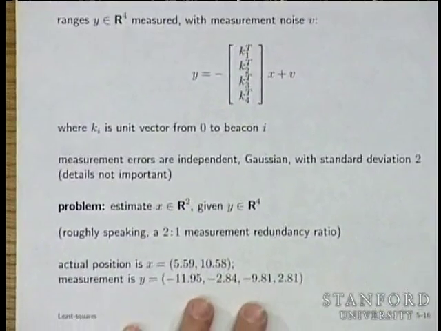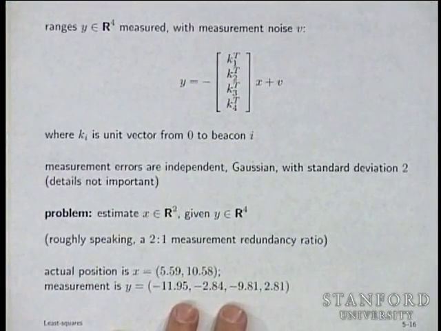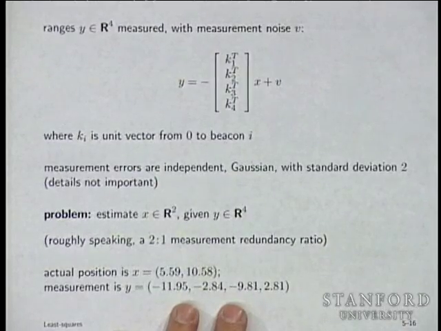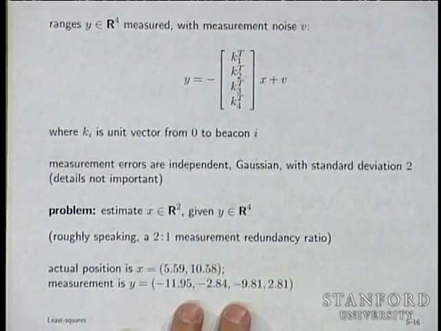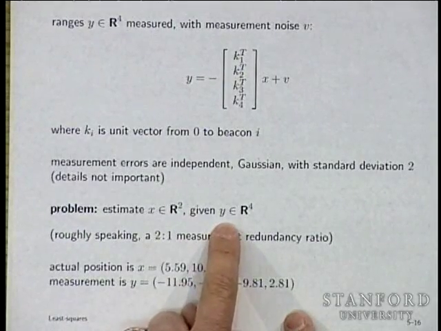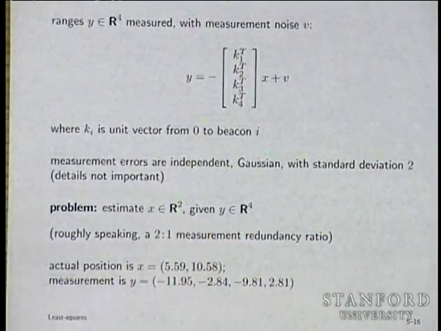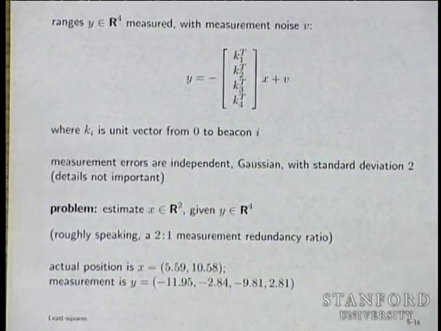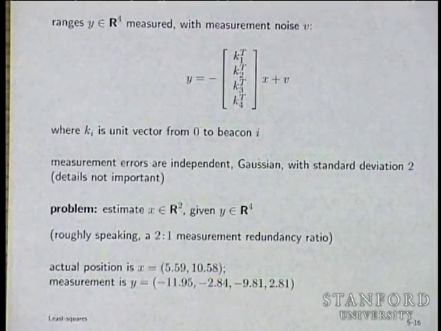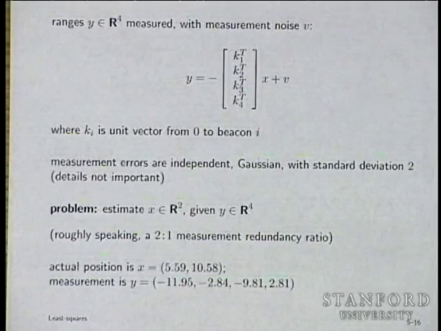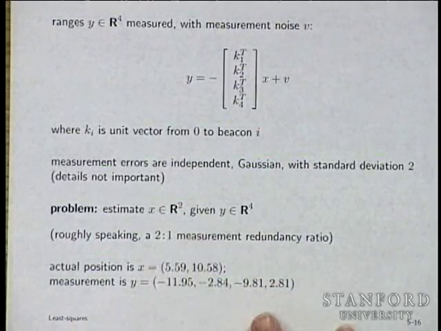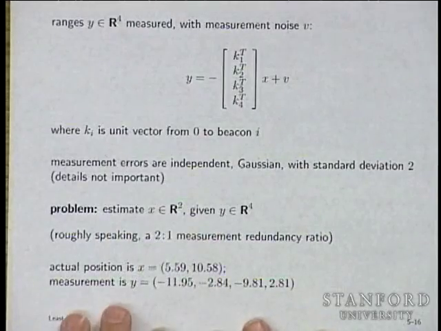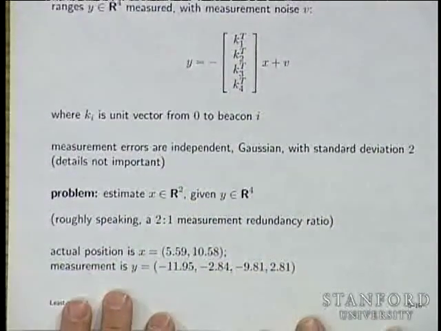Okay. Given those 4 noise-corrupted measurements, what you want to do is estimate the position. Now, here you got 4 measurements. You have 2 unknowns to find. So the quick arithmetic, just the quick accounting, says you've got about a 2-to-1 measurement to parameter redundancy ratio. That's good. It's better than the other way around, which is a 1-to-2. So you have 2-to-1 measurement redundancy, just roughly.